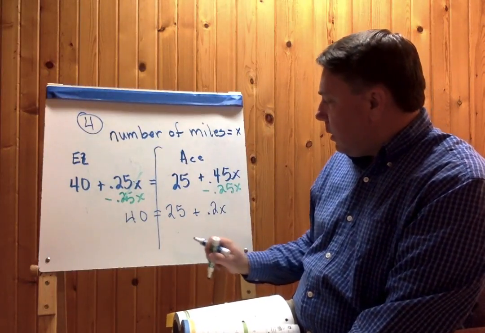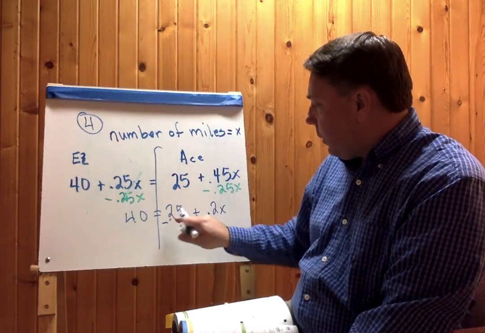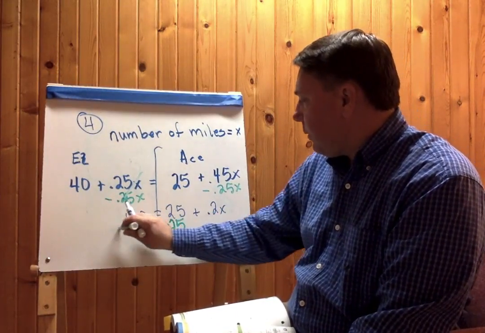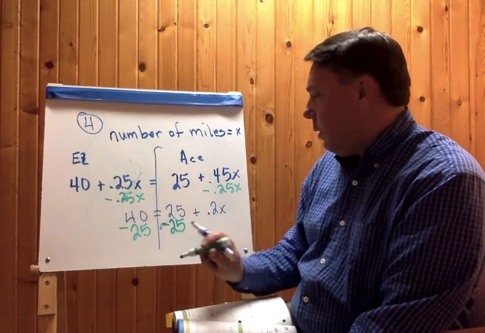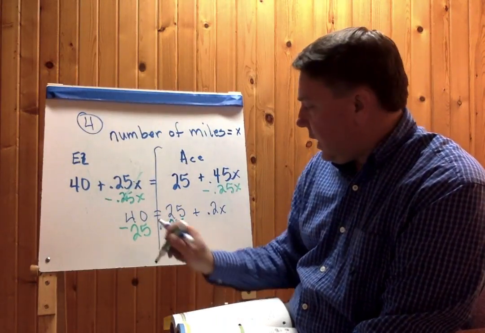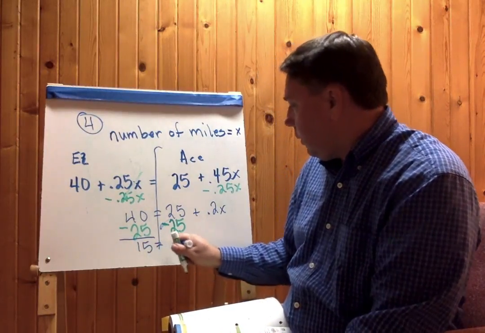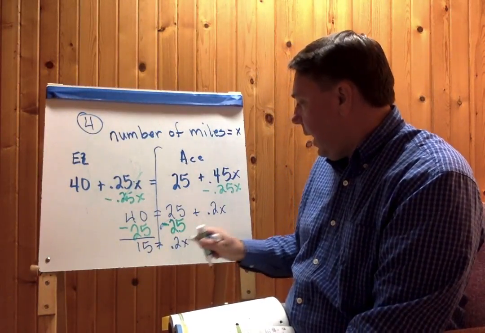Okay. Now you're going to subtract 25 from both sides. So subtract 25. 40 minus 25 is 15. So we'll put 15 down here equals 20 cents x.